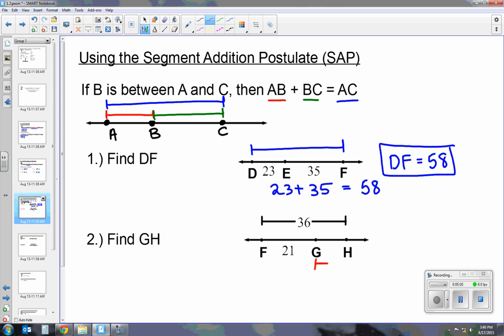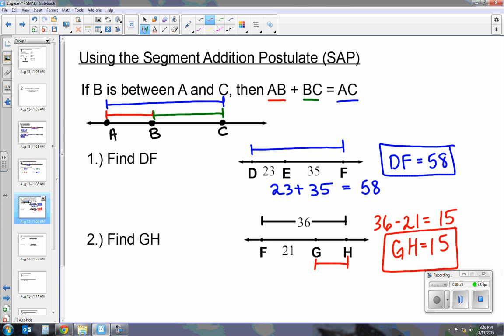For the next one, it says find GH. Now GH is a part, so we're looking for a part. This one's a little different. I give you the whole segment, which is 36, and a part, which is 21. So if we have the whole and a part, we're going to subtract these two to get the other part. So we do 36 minus 21, which is 15. So the measurement of GH is 15.